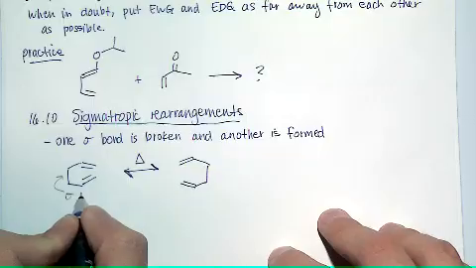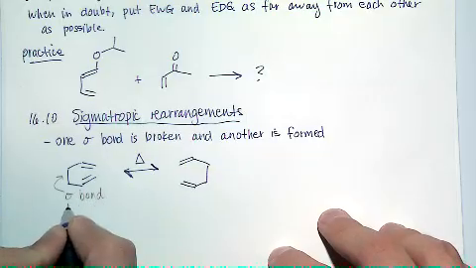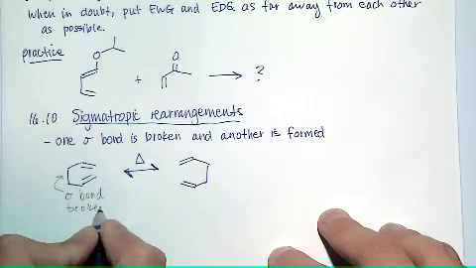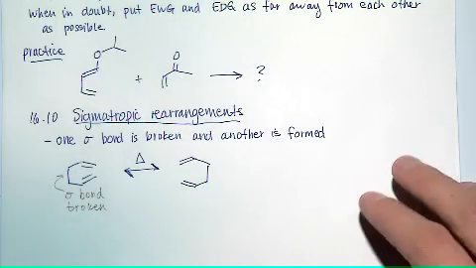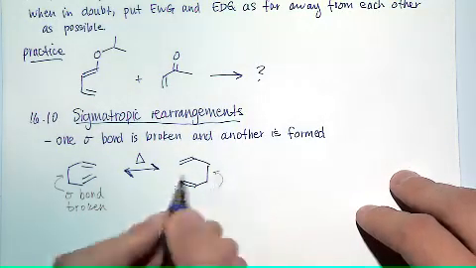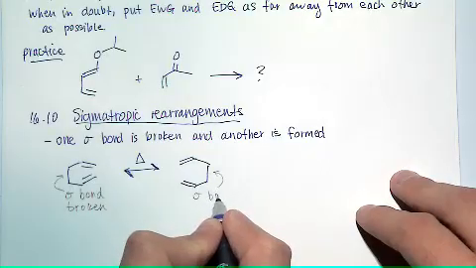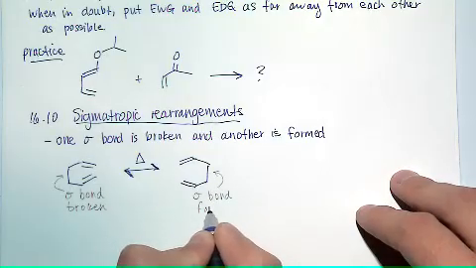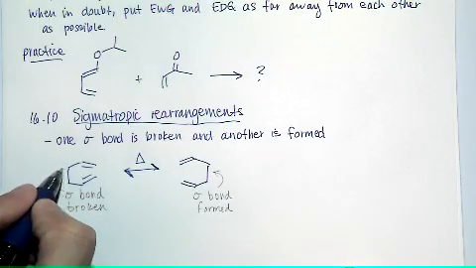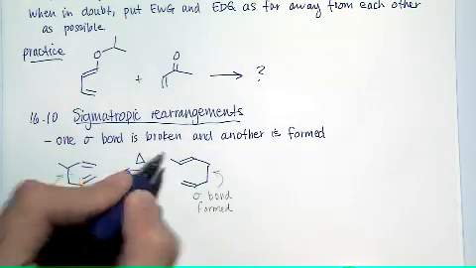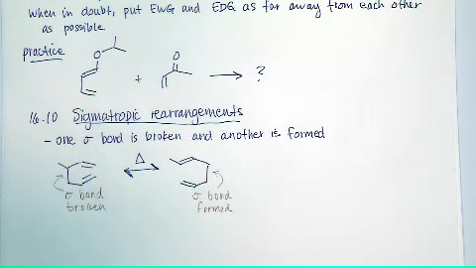So there's our sigma bond that's broken. And there's our sigma bond that's formed. If it helps you to not think that the molecule is just being flipped over onto its other side, put in like a methyl group there, or something like that.